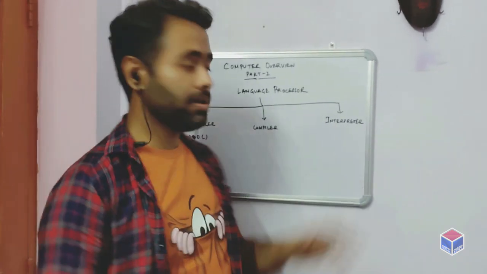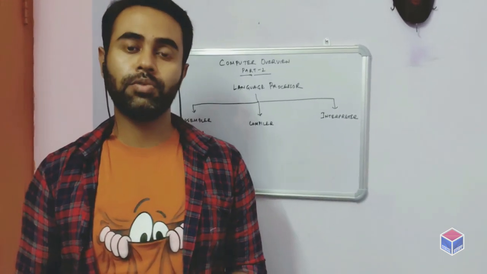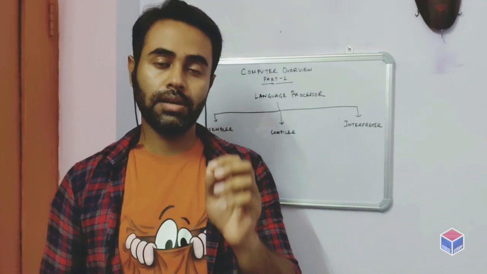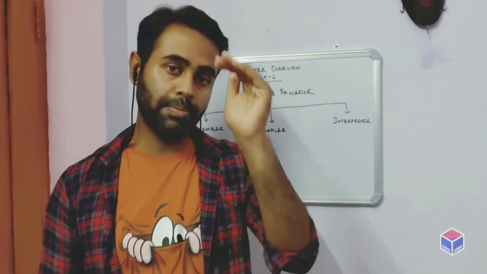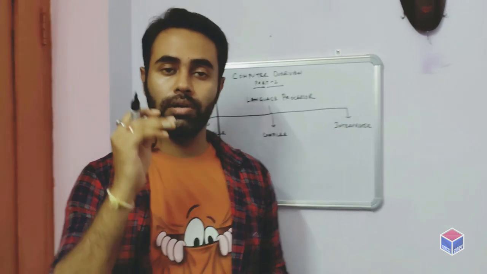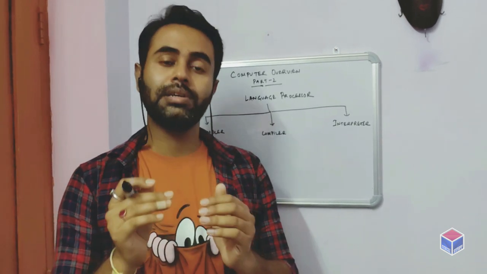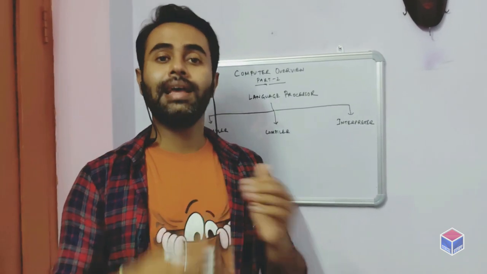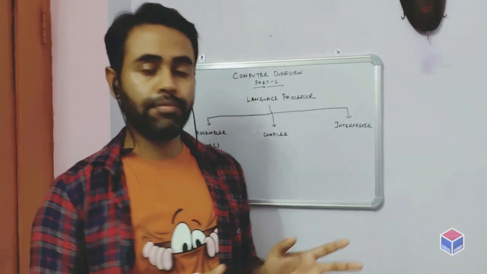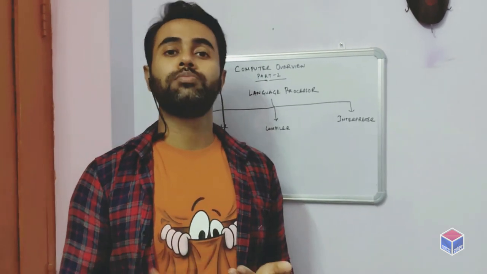The interpreter, on the other hand, is very similar to a compiler, but the basic difference is that an interpreter interprets a code or a page of code line by line, and if it comes across an error, it stops, asks the user to rectify the error, and then continues to the next line. So if we compare a compiler and an interpreter, a compiler works much faster than the interpreter.